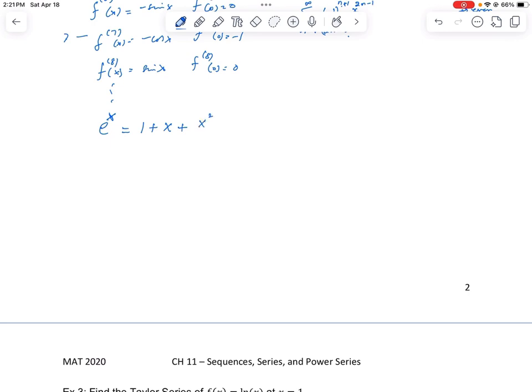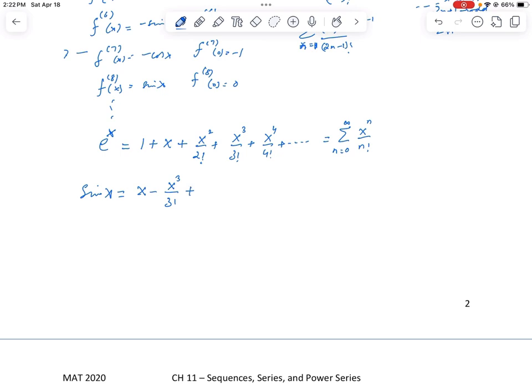x squared over 2 factorial plus x cubed over 3 factorial plus x to the 4 over 4 factorial plus, and sine x, cosine x.